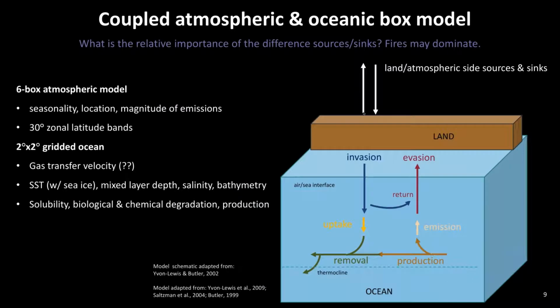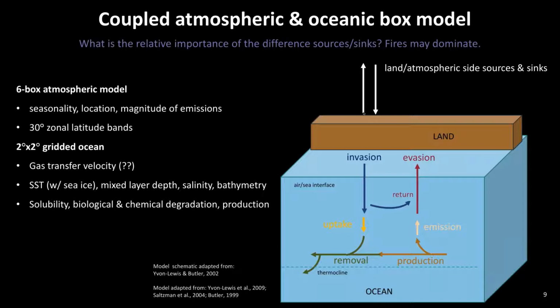And in order to do that, we now need to look into a box model type of perspective, because we know that when you change sea surface temperature, you can change a lot of the ocean side chemistry and parameters of the methyl bromide budget. So I'm not going to get into too much detail here. I'm happy to discuss with anybody who's interested offline, but basically the model is a 6-box atmospheric model at 30 degrees zonal latitude bands, and underneath the atmospheric side, we have a 2x2 gridded ocean with all of the parameterization of the methyl bromide chemistry.